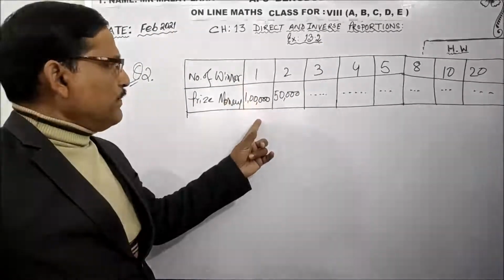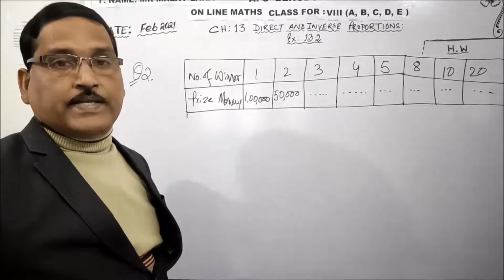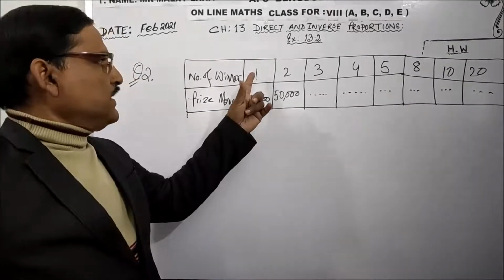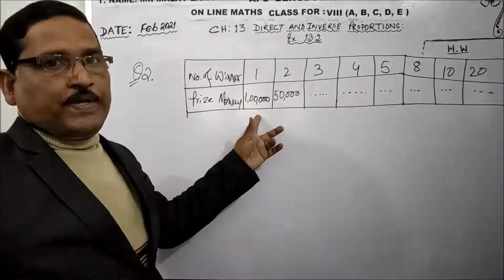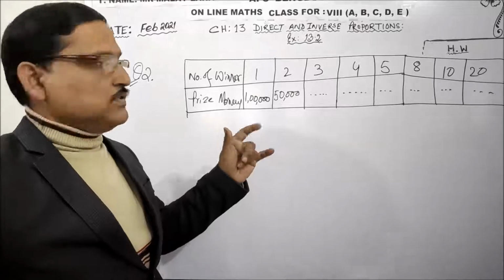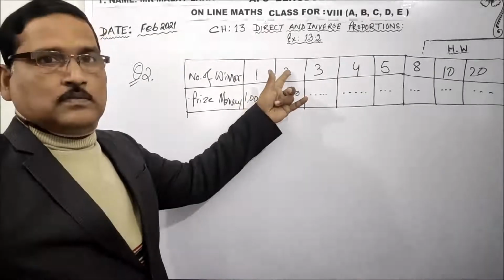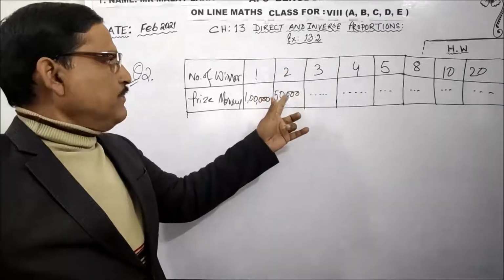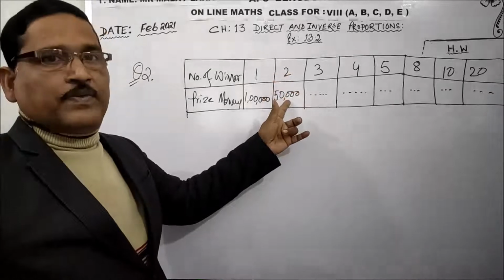Because from these two given data, you have to make out whether the numbers are varying directly or inversely. If only the first case is given, I cannot make out. I have to take the second case also. The first case, 1%, 1 lakh. 2%, the number of persons increased, then the prize money decreased. Okay? So for 2%, there will be 50,000.